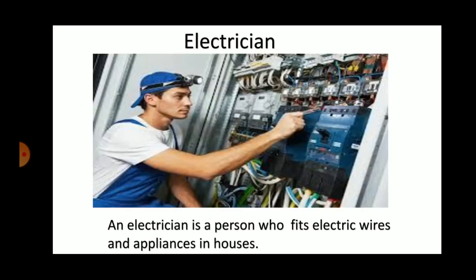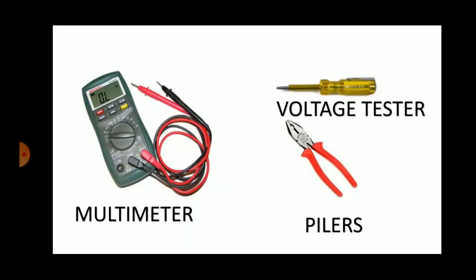Look here. Who is he? Yes, he is an electrician. An electrician is a person who fits electric wires and appliances in our houses. The common tools used by an electrician are multimeter, voltage tester and pliers.